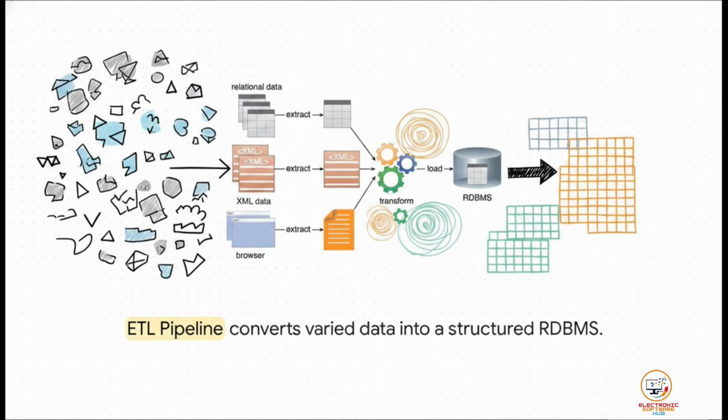Now what's really cool is seeing this pipeline in visual action. Take a look at the left side of your screen. You've got these highly varied, disparate data formats, relational tables, messy chunks of XML, raw browser data. You extract all of that and you push it right through those transformation gears you see in the middle. It's in there that all these different data types are converted and standardized. Only after that happens is it finally loaded into that structured relational database management system over on the right. It's essentially a brilliant, highly standardized digital assembly line.